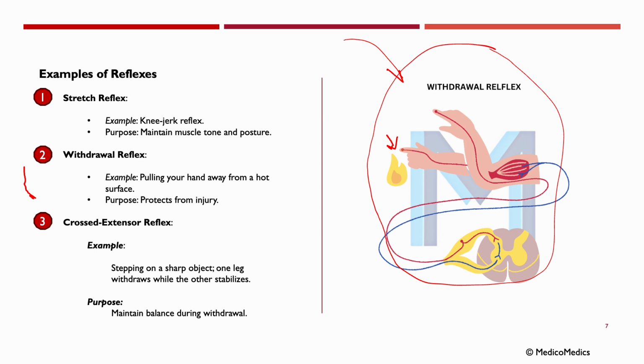And then number 3, finally, we have the crossed extensor reflex. A good example is stepping on something sharp. The injured leg withdraws while the opposite leg extends to maintain balance. This reflex is more complex, involving both sides of the spinal cord, and its purpose is to preserve balance during withdrawal. Together, these reflexes showcase how the nervous system protects the body, maintains stability, and reacts without needing conscious input.